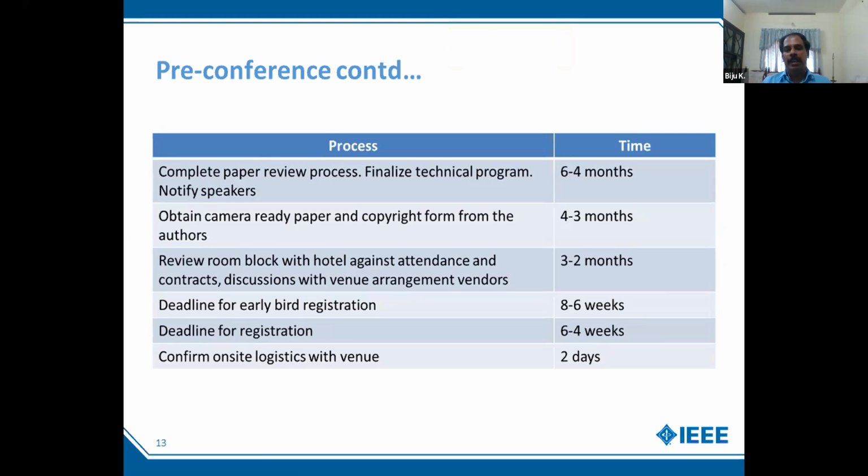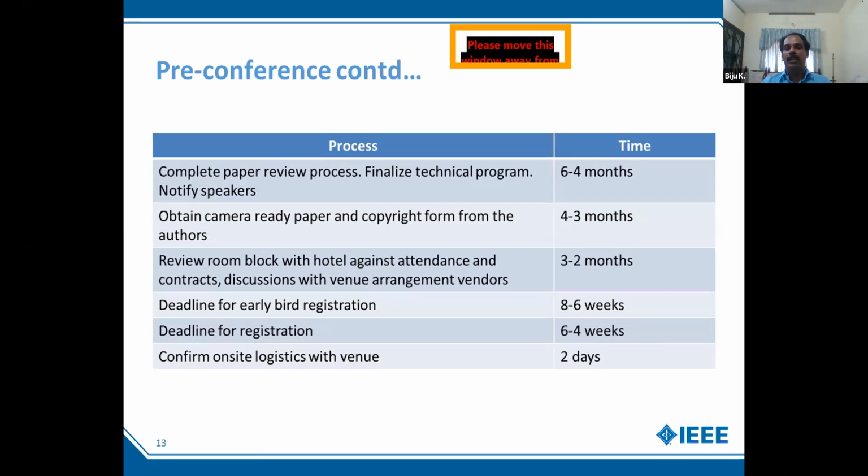Then you should obtain the camera-ready papers and copyright forms within another 1 month. So before 3 months, you should ideally obtain all the camera-ready papers, copyright forms, and so on from the authors. Then you can start your local arrangements, review the room block with the hotel, and settle it.